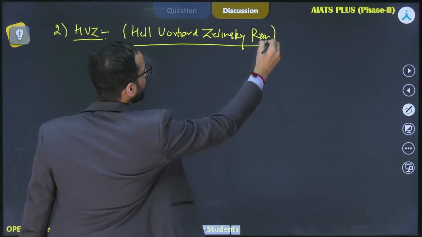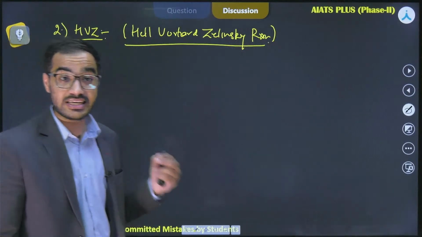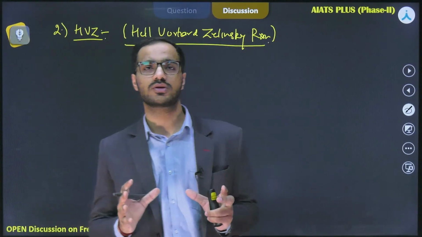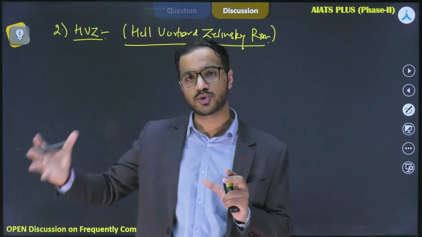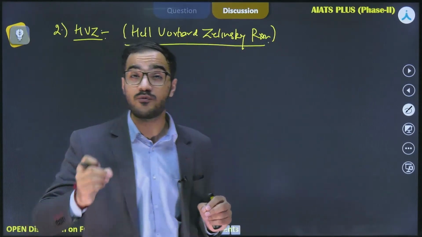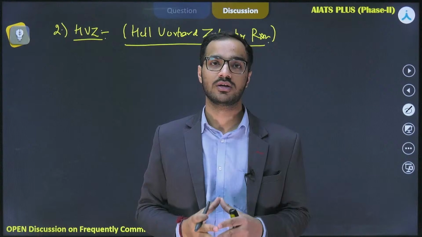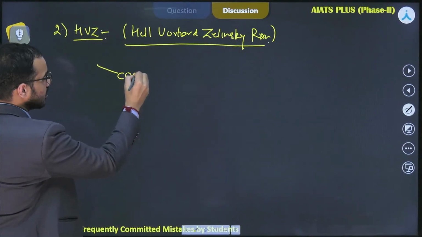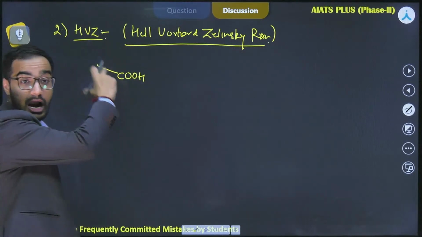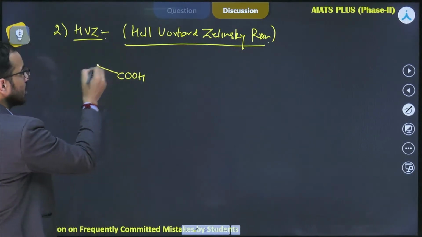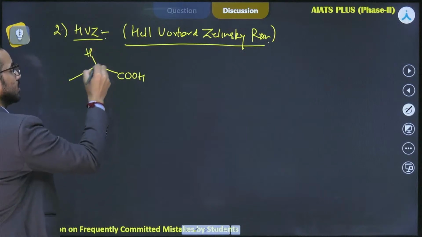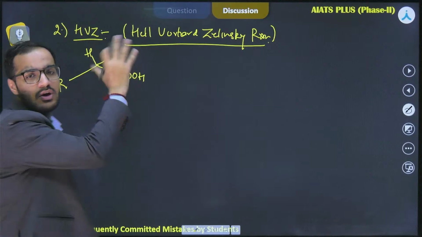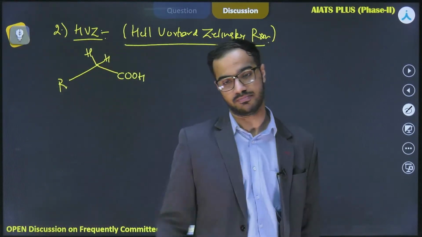This is the Hell-Volhard-Zelinsky reaction. The first and foremost thing you should have as a substrate is a carboxylic acid with alpha hydrogen. It means you will have a carboxylic acid whose alpha carbon has hydrogens. You must have the hydrogen over here. It can be 1 or it can be 2. It's up to the reaction part.